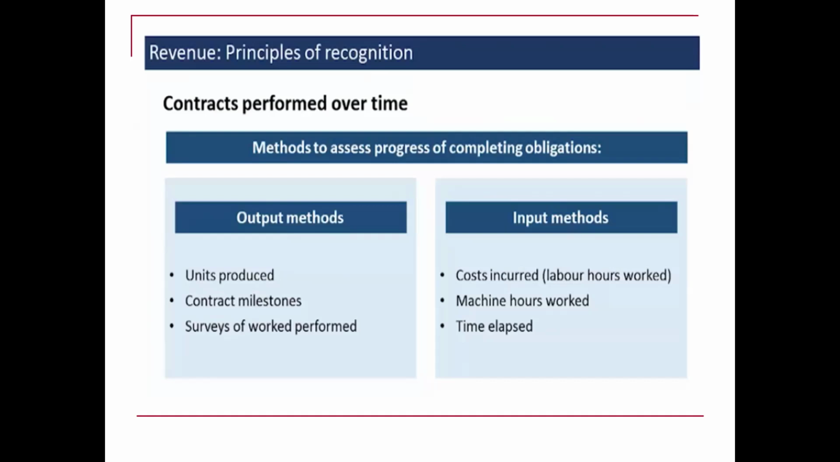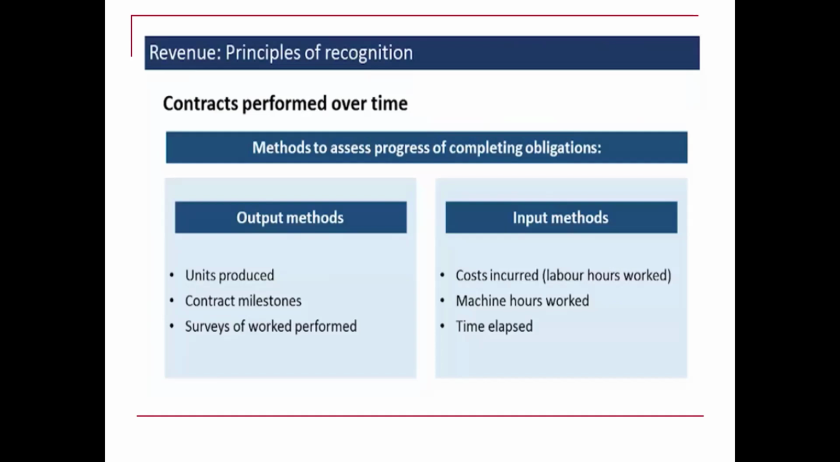Time elapsed means we would have estimated, let's say, for example, this project is going to take 2 years to complete. So if it has been 6 months since we have started the project, it means we're basically going to say 6 months over the 24 months. We multiply by the total amount that we would have charged for this project. We are basing on the time that is elapsed to determine how much we can recognize as revenue.